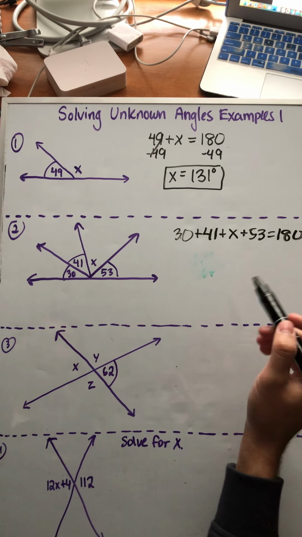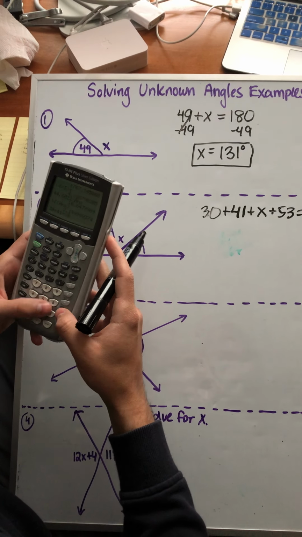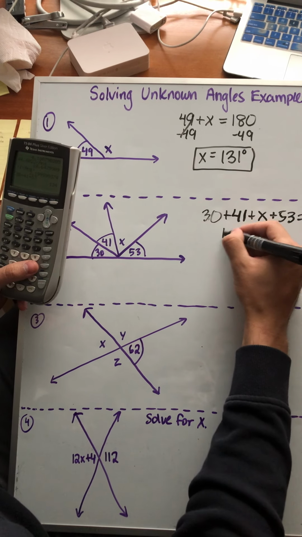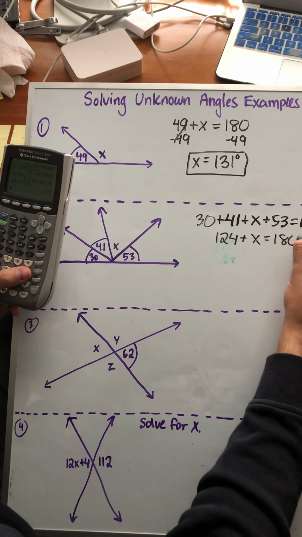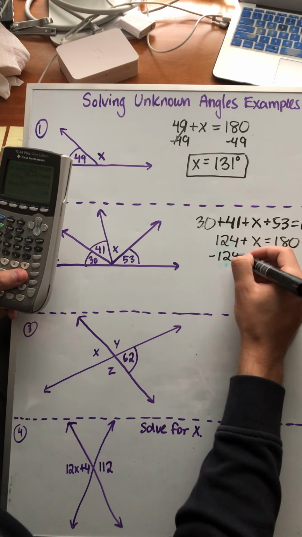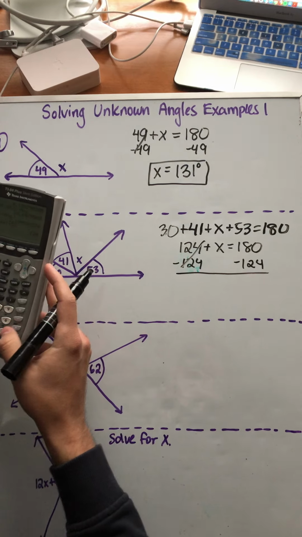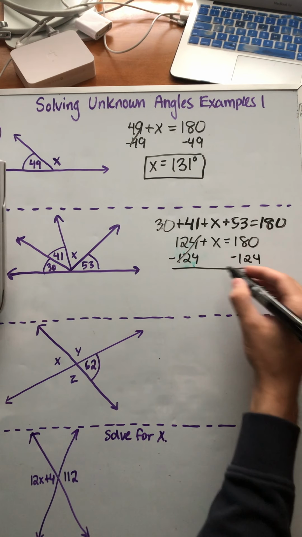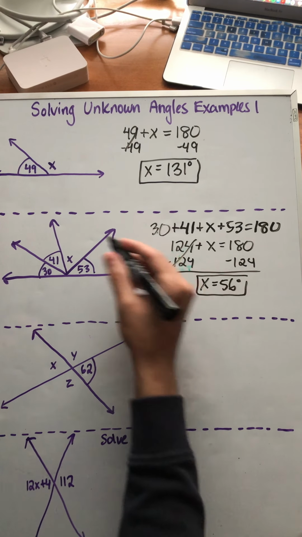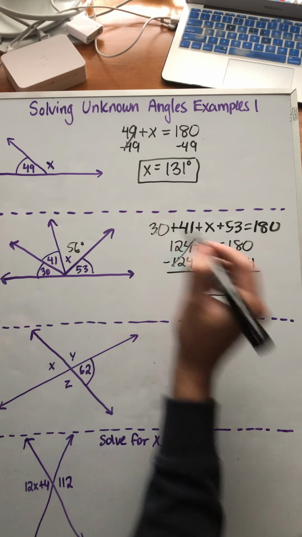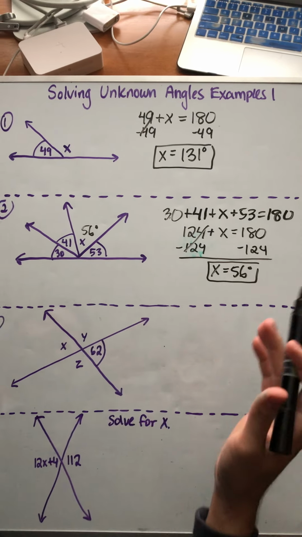And just use your calculator. You do 30 plus 41 plus 53, so it'll be 124 plus x equals 180, and then subtract the 124 to the other side. So x is going to be 180 minus 124, 56 degrees. So this is 56 degrees. These two are the same rule: they're supplementary, so they all add up to 180.